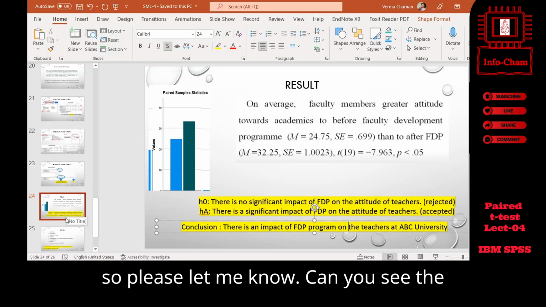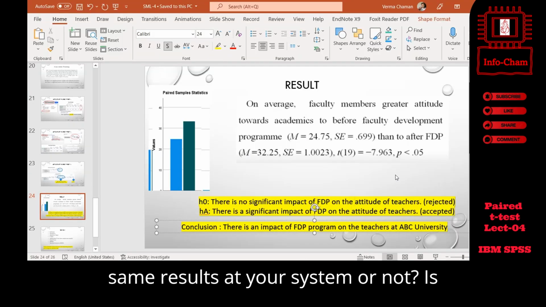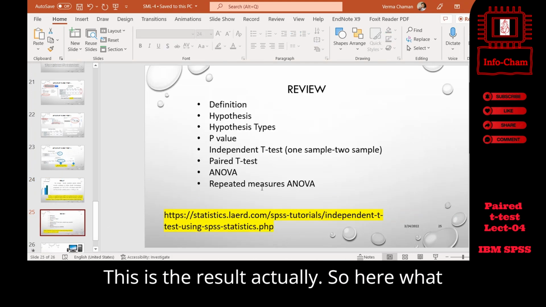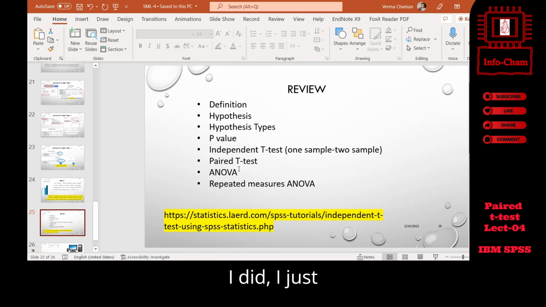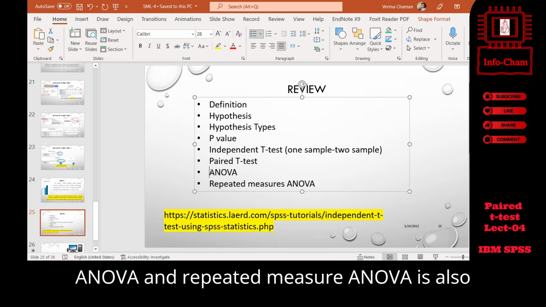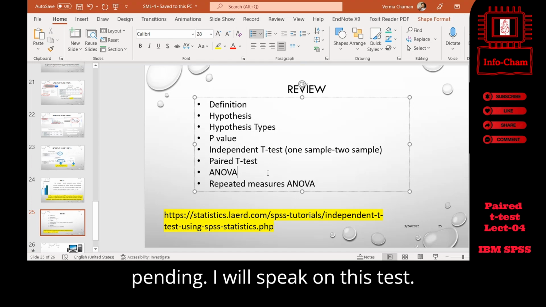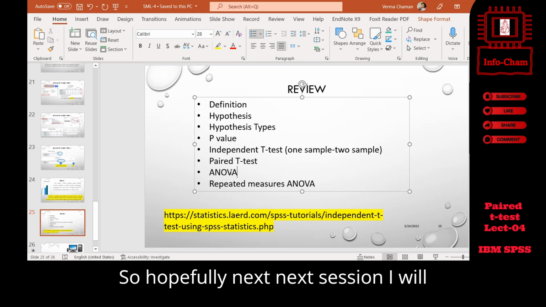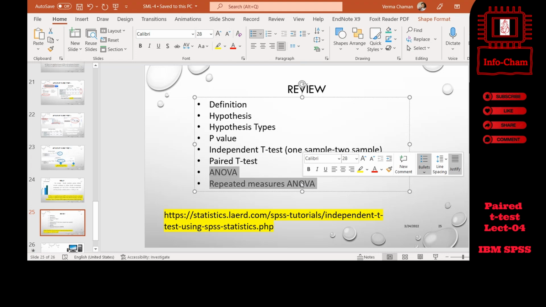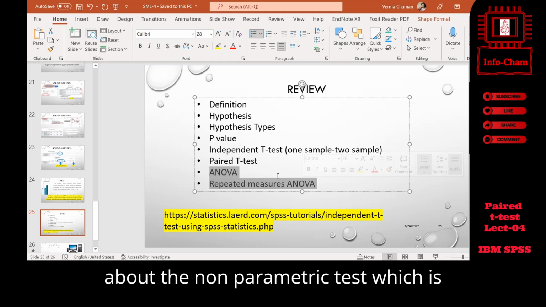So please let me know, can you see the same results on your system or not? This is the result actually. So here, what I did, I just finished the paired t-test. ANOVA and repeated measures ANOVA are also pending. I will speak on these tests. Hopefully next session, I will finish all these parametric tests. Maybe I will also speak about the non-parametric tests, which are important.